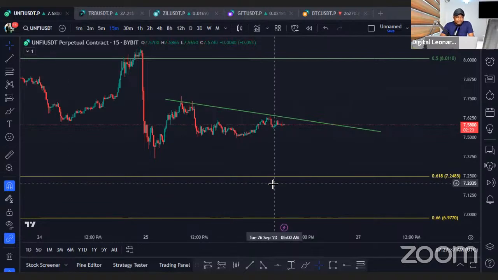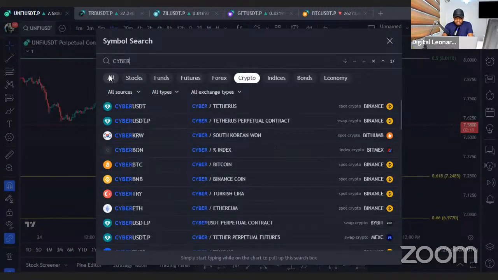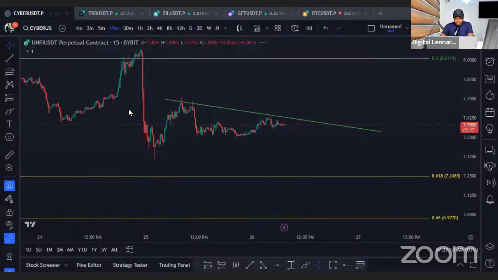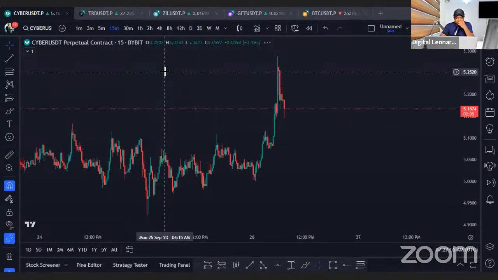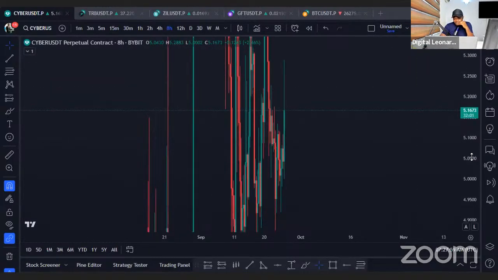Let's do it. All right, so took a buy limit on Cyber yesterday. Has it triggered? Let's look at Cyber and see what that currently holds for us. Has your limit order triggered already, or is it still pending?